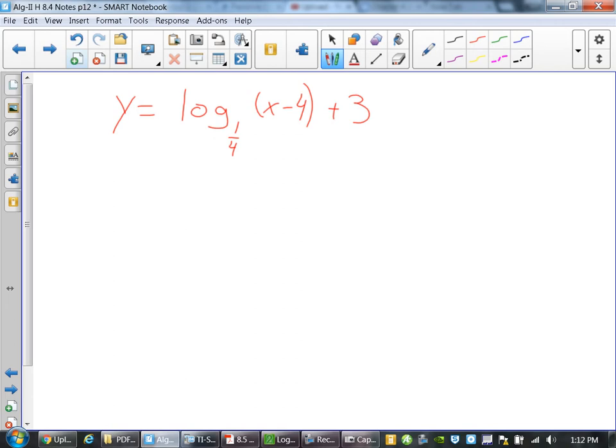Let's graph this. Bless you. When we graph these, we're going to graph the parent function and the shift. All right, so when we start this one out, you want to label your parent function to begin with. I know my parent function is going to be y equals log base 1/4 of x. I use that to generate my ordered pairs.